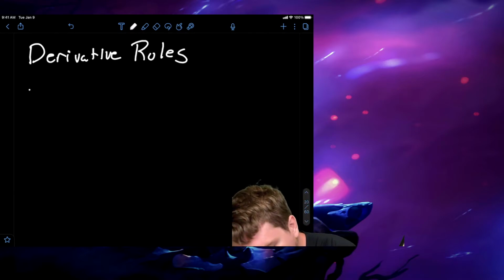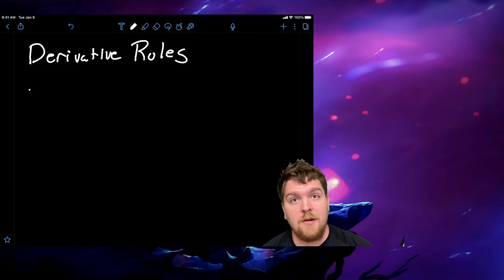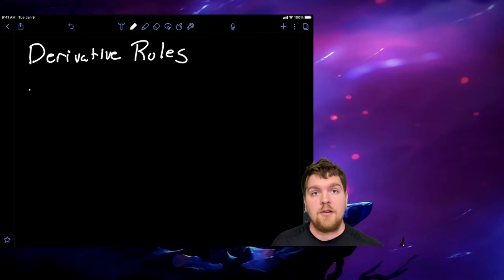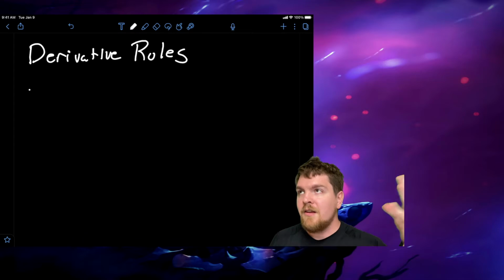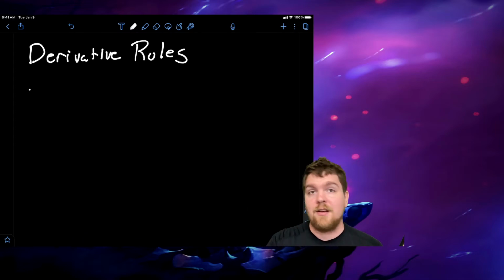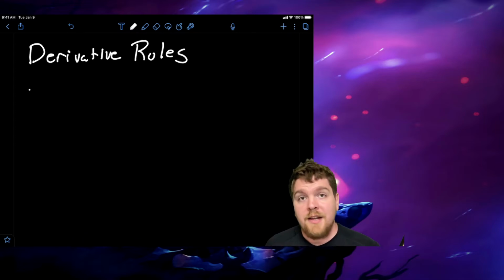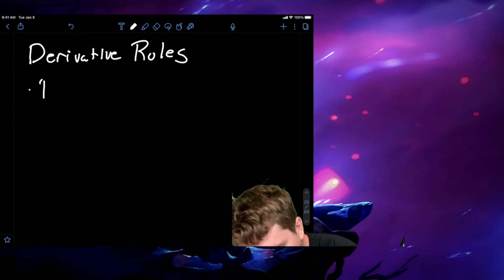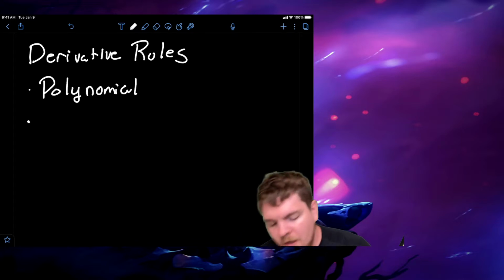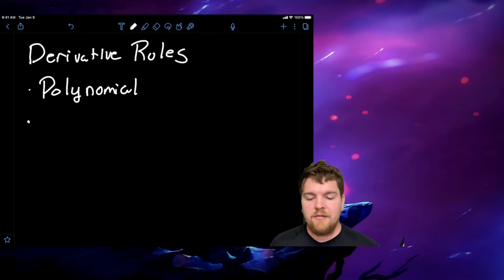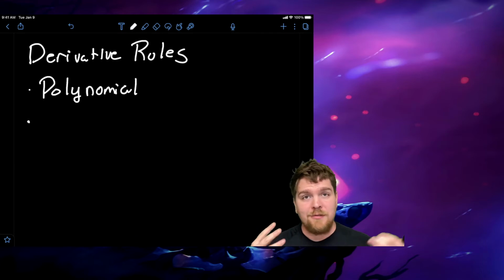I do expect you to know how to take the derivative of a polynomial. I'm not going to explicitly write down the power rule, the sum and difference rule, and the constant multiple rule, but you should know how to take the derivative of a polynomial. You should know how to take the derivative of exponentials and logs.